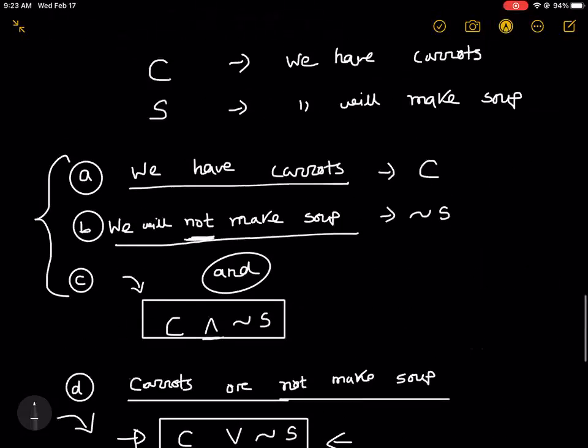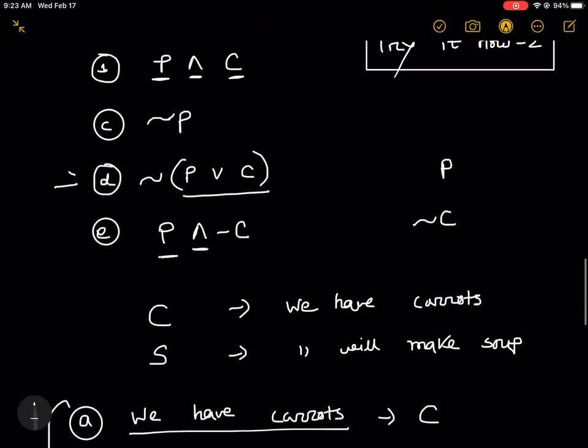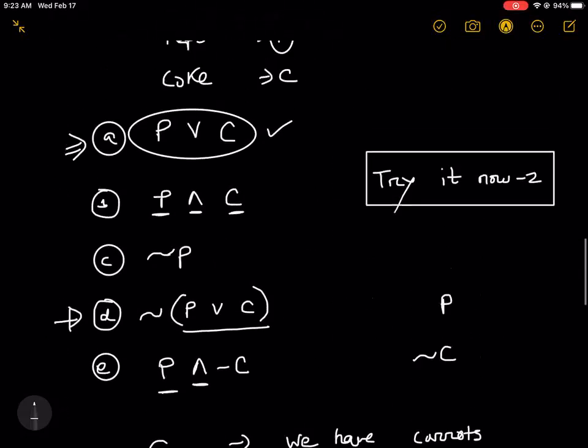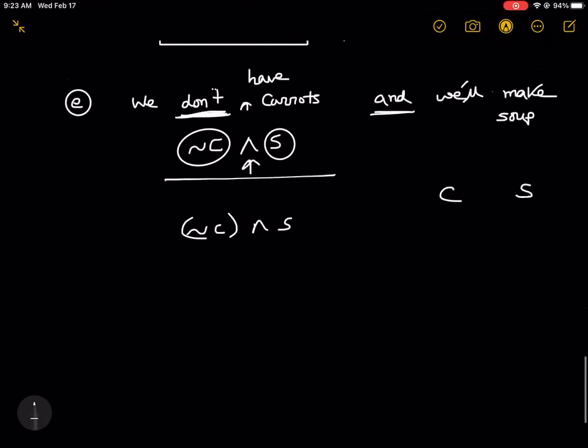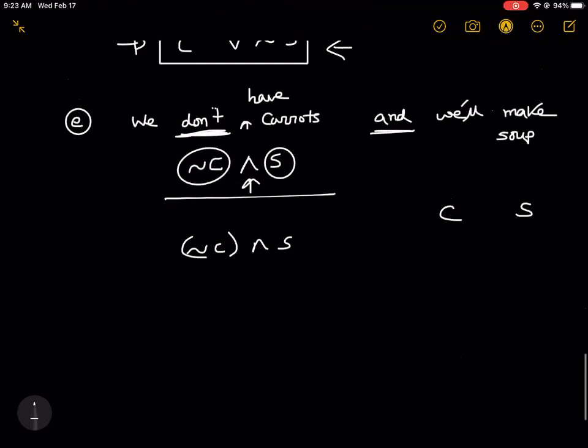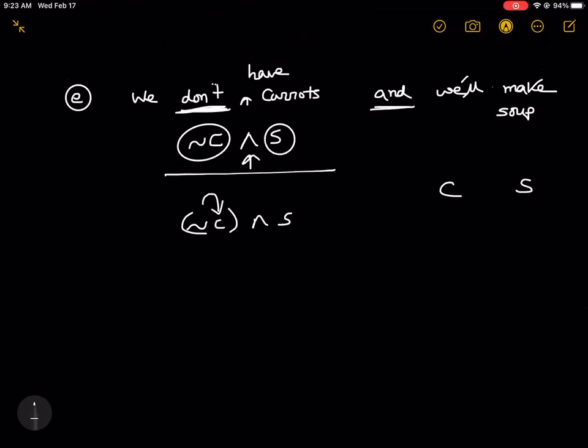For example, like D of example 15, I believe it was. So this negation works on both P and C. That's why we have used this parenthesis. But on this occasion, this negation is actually working on C only, right? So that's why we don't really need to use the parenthesis. Okay.